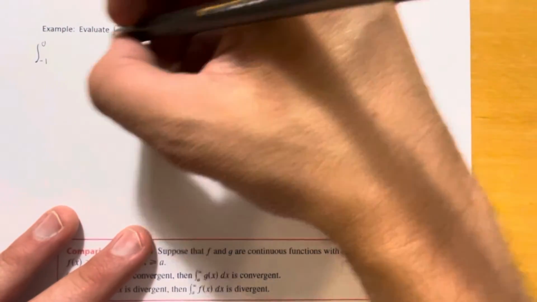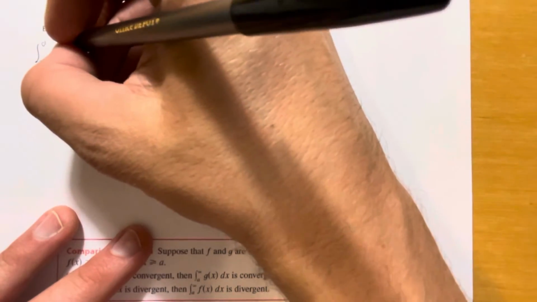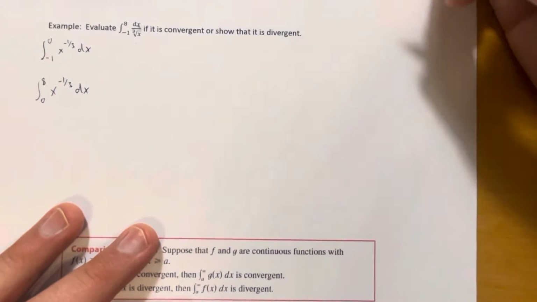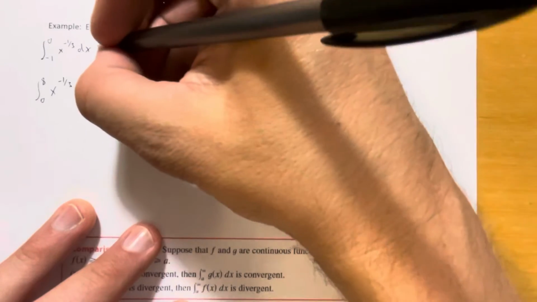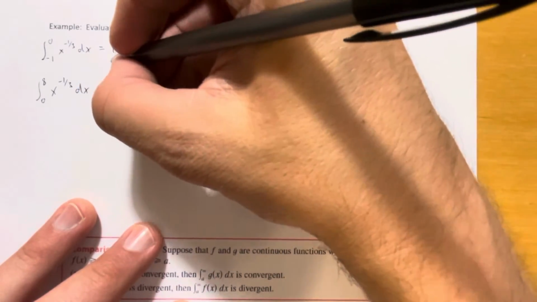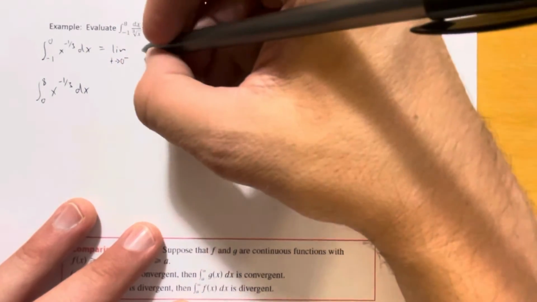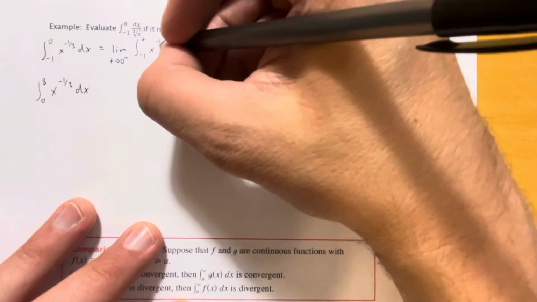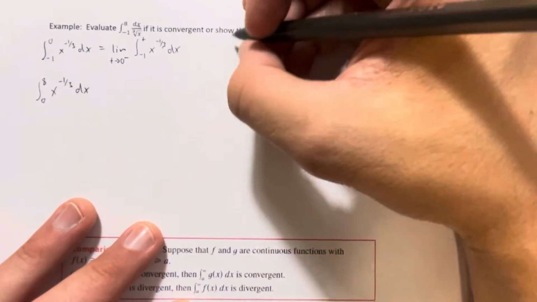The integral from -1 to 0 of, and I'm going to rewrite this integrand as x to the -1/3 dx, like that. I also need to evaluate the integral from 0 to 8 of x to the -1/3 power dx. Both of those are going to require limits. So this guy is going to require the limit as t approaches 0 from the left of the integral from -1 to t of x to the -1/3 power dx.